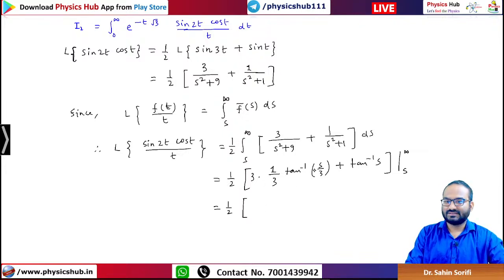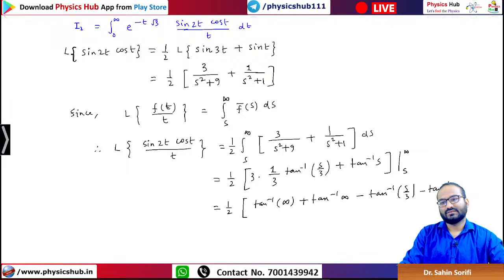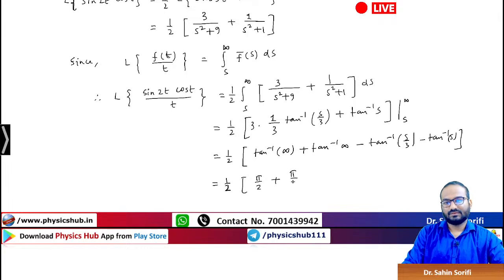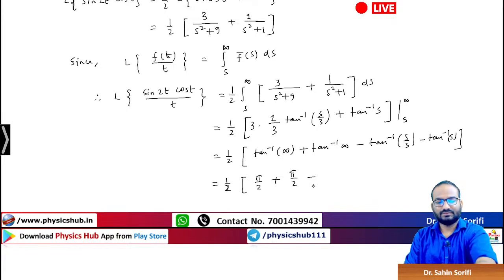So if you put s equals to infinity in tan inverse, what will be the first term? Tan inverse infinity. Second term tan inverse infinity. Now put s equals to s, so minus tan inverse s by 3 minus tan inverse s. So what is this value? Tan inverse infinity means pi by 2, minus, okay, let's put the value later on, because here we need to put the value of s also.